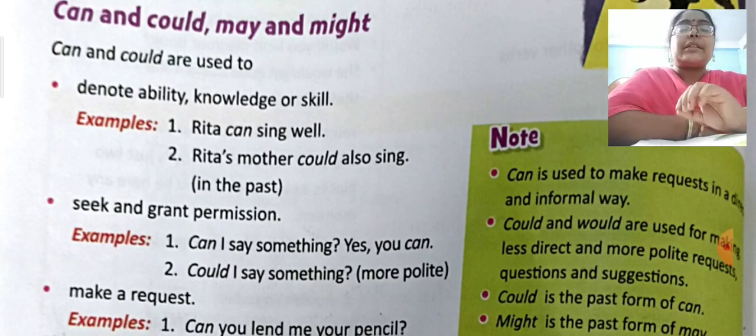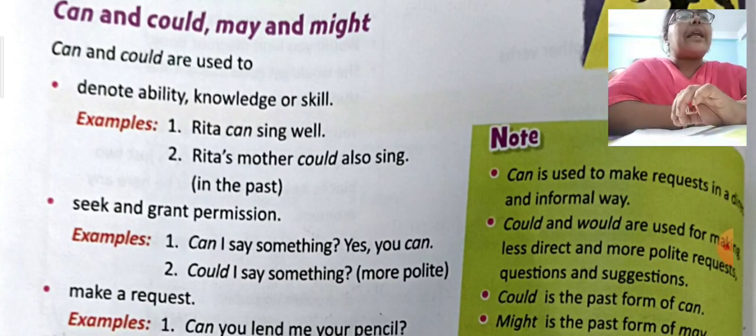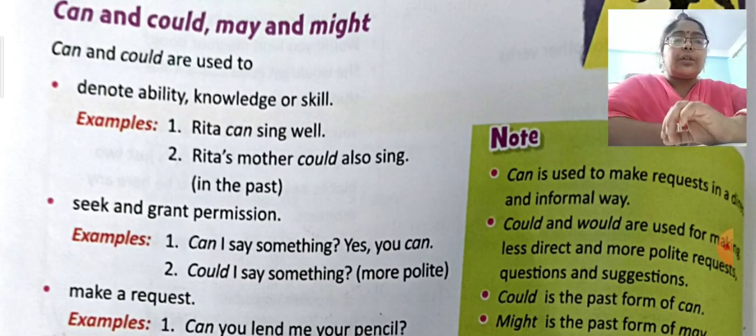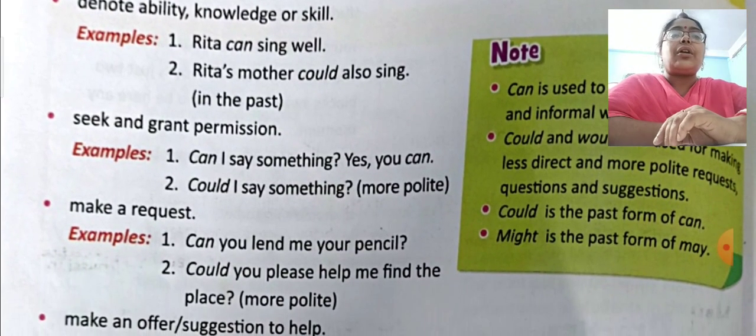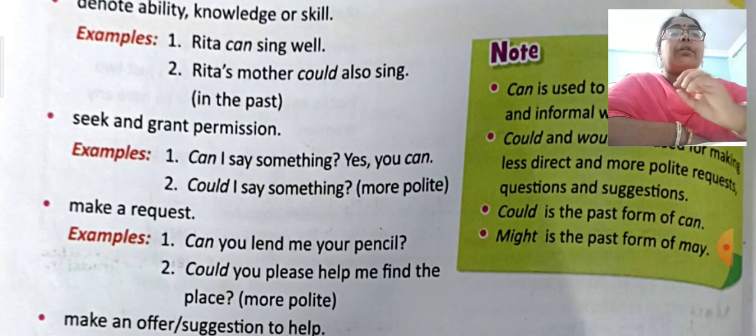Suppose I say a person's name and I say he or she can write well. So that is an ability, a skill. Now the next, seek and grant permission. Can I say something? When you all used to stand up in the class, you all used to tell us, ma'am, can I say the answer? So that is seeking and granting permission. You can say the answer. Or when I say you cannot say the answer. So when I say can, it's in an affirmative form. When I say cannot, it's a negative form.